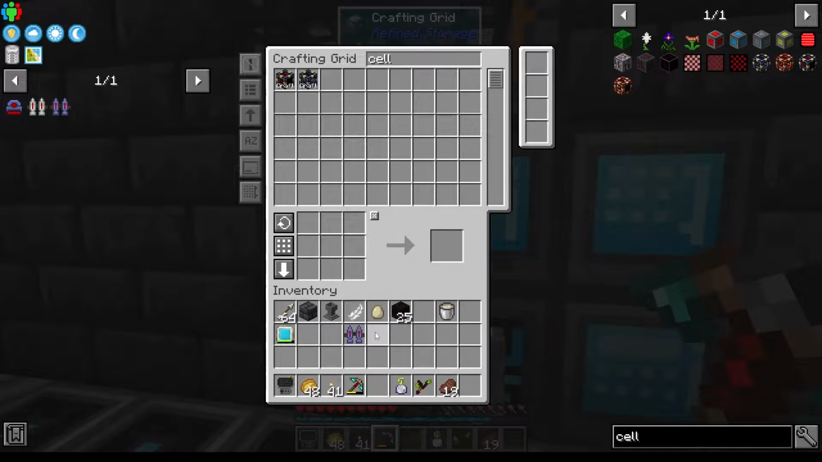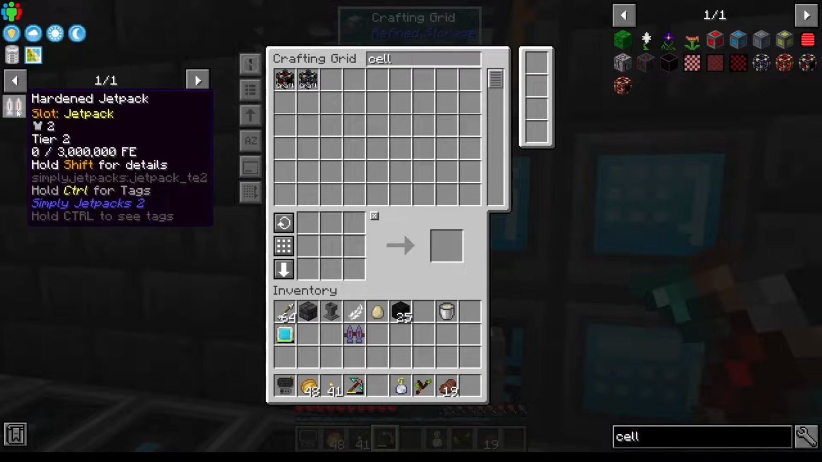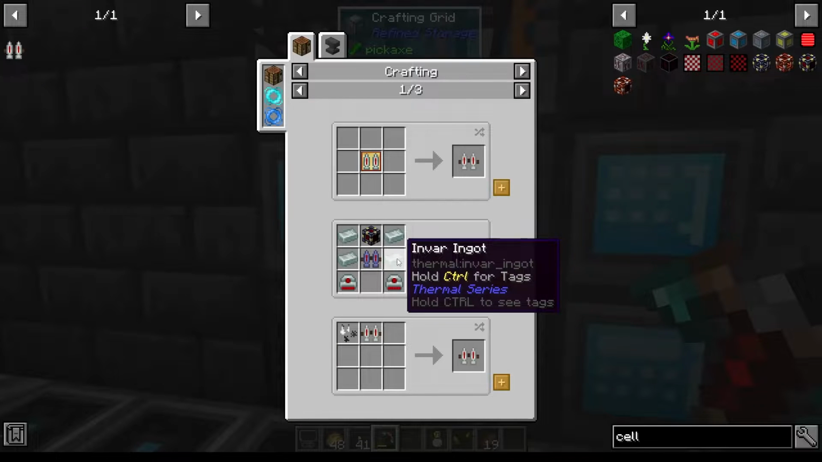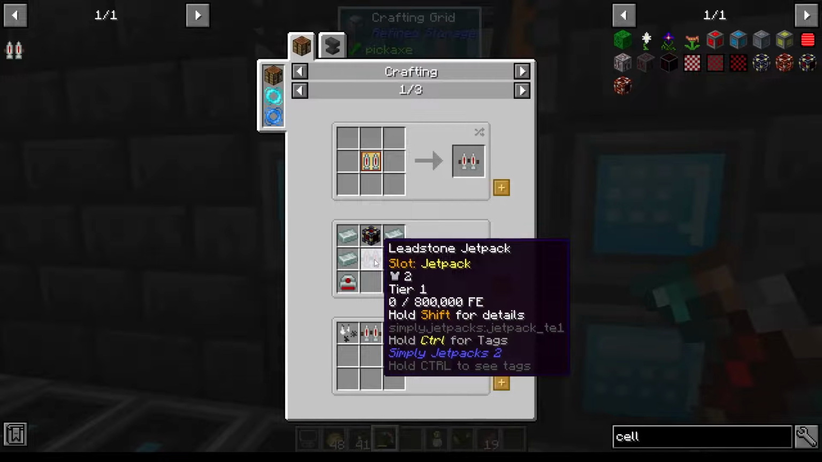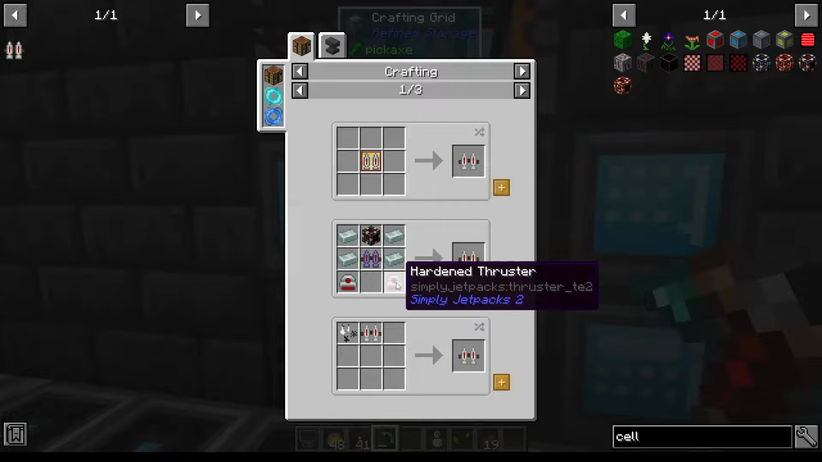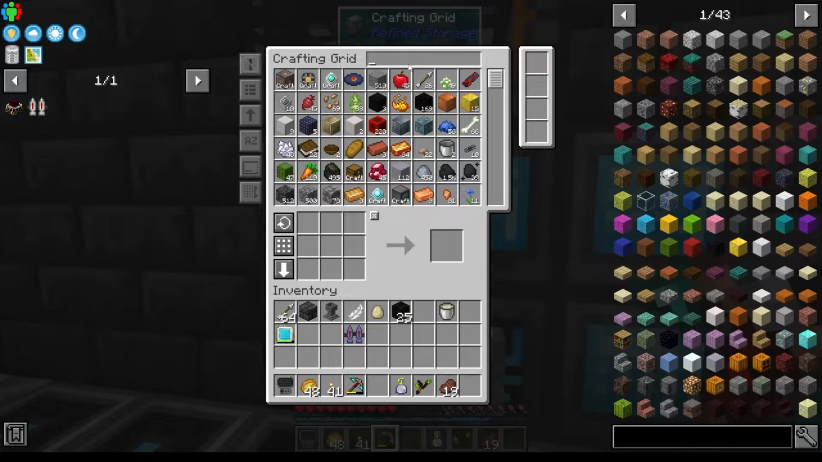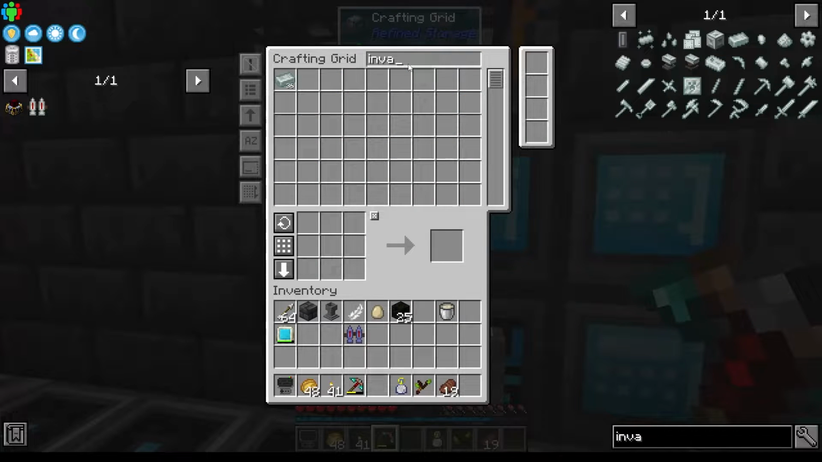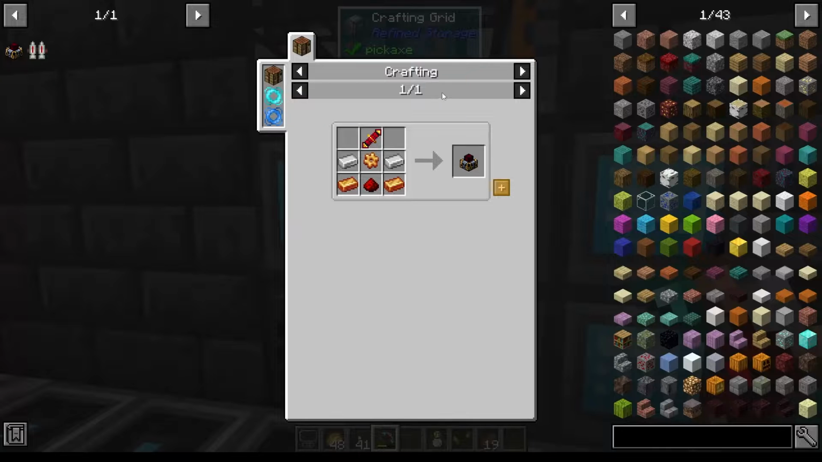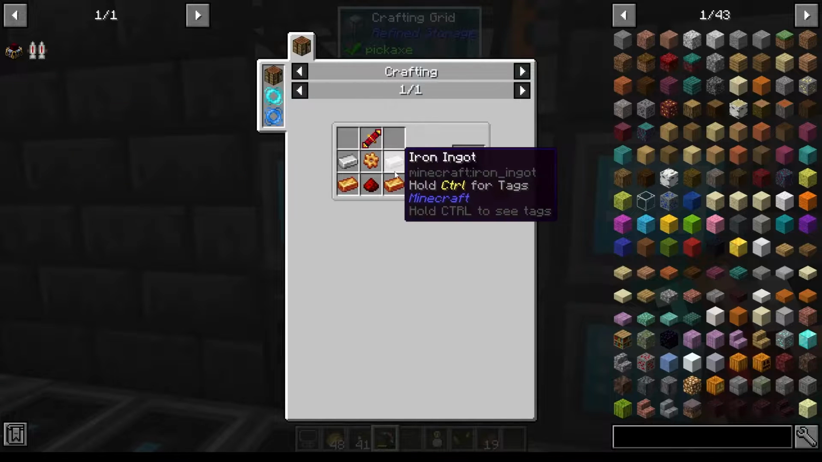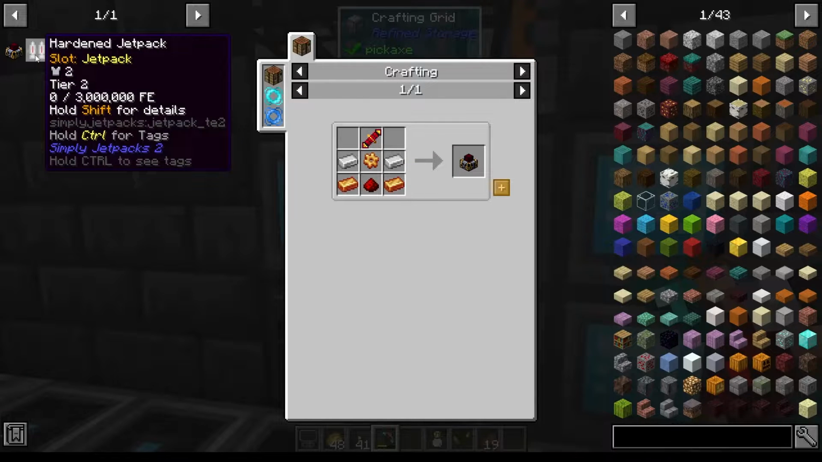This guy is fine, but he's very, very slow and hard to use. So I'm going to upgrade him at least to hardened, which should require some Invar, another Flux Cell, another hardened thrusters. So we need compression dynamos and more of these and a bunch of Invar. How much Invar do I have? 36? That might be enough. We'll see. Oh, it needs bronze. I must have misread something.